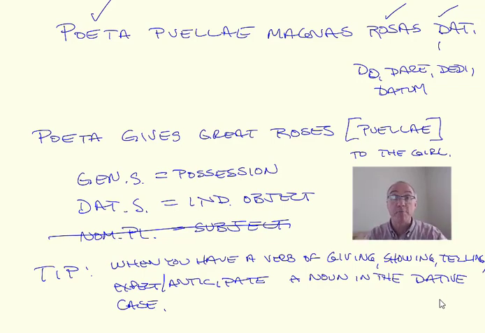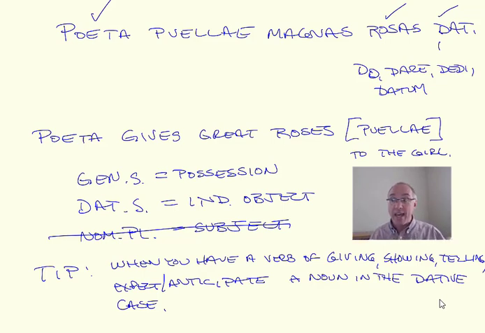So there's a lot of expectations as you go through these sentences, as you read them in Latin for the first time. Poeta, puellae, magnas, rosas, dat. Okay. Dat is the verb. Maybe the first word is the subject. The poet gives. Okay, that makes all sense. Oh, wait a minute. Gives.